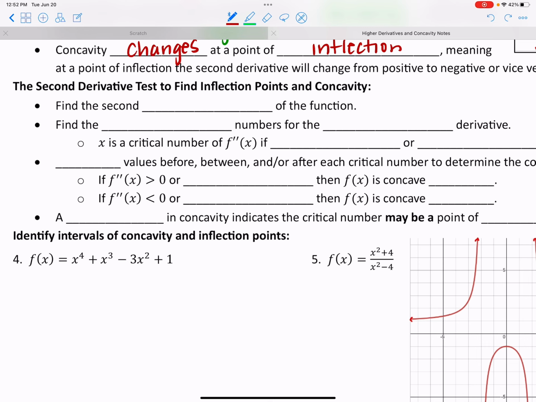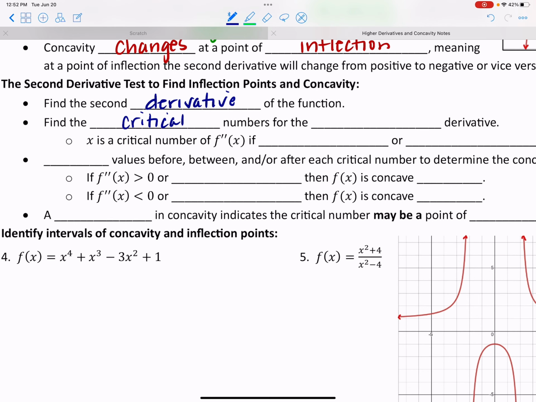If we find the second derivative and the critical numbers of the second derivative, then we can determine where our graph is concave up versus concave down, and where we might have an inflection point. So our second derivative test means find the second derivative, and then find the critical numbers for the second derivative. Critical numbers do the same thing that they did for the first derivative. They make our derivative equal 0 or undefined, but because they're critical numbers for the second derivative, we want to know where our second derivative is equal to 0, or where our second derivative is undefined.